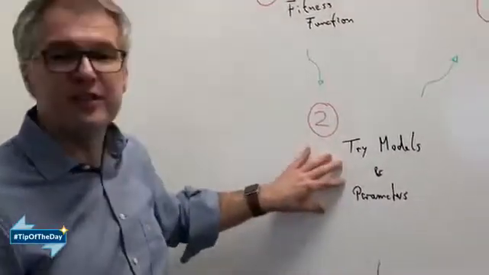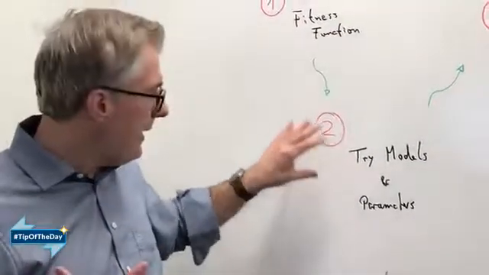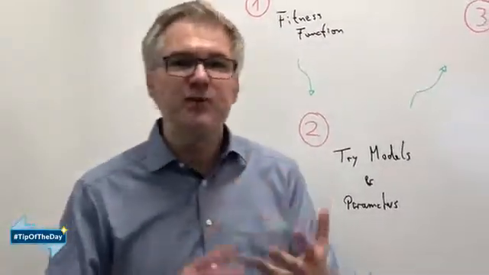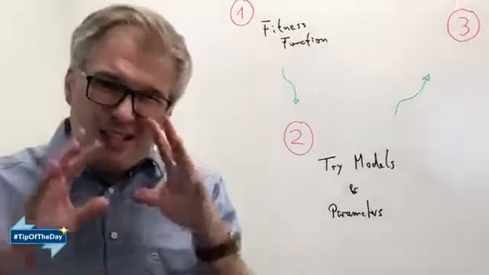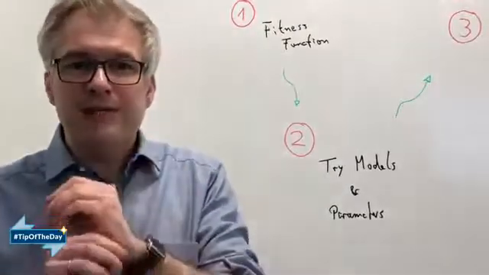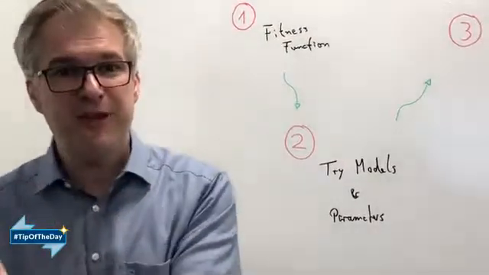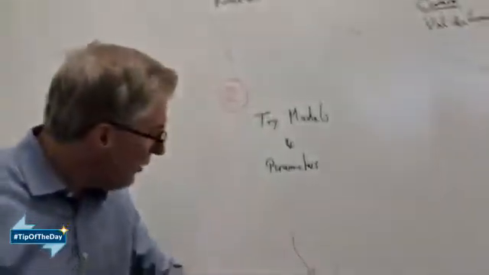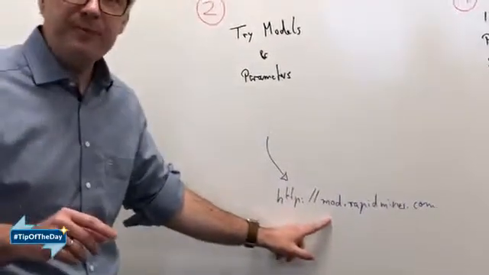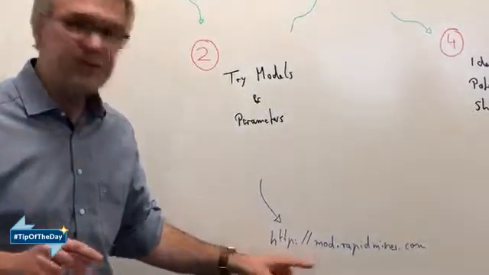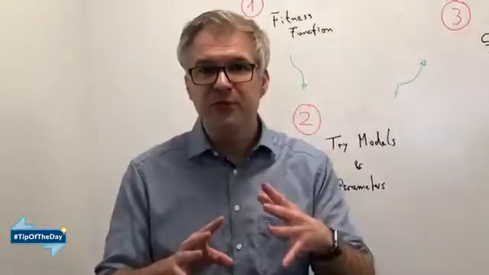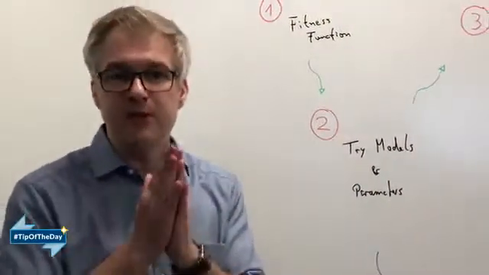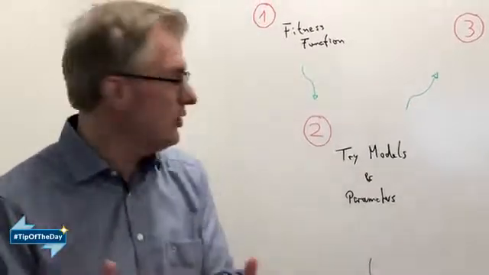Now, the next step, you should actually just try a couple of models and change their parameters and see what works and what doesn't work. And still there's a bit of a problem here because you don't know exactly what model you can actually use for the type of data you have. But there's good news. You should check out this website, mod.rapidminer.com. This is a really cool website where you can define some of the properties of your data and you will get recommendations which models most likely will be applicable to your data.